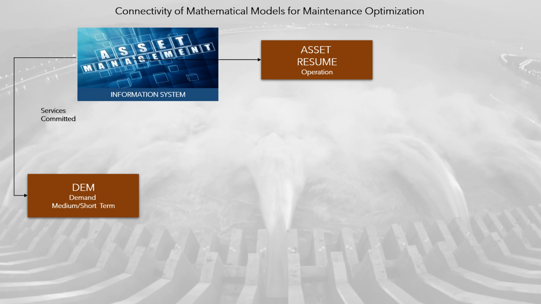The AMS, along with the ERP, can provide information that will be used as input information for the decision support system. The first linked model is DEM, Demand for Maintenance Services, Historical Information, and Committed Services. For example, comprehensive maintenance contracts signed with third parties. They are also expected to provide the information on the useful life of the assets, asset resume. Historical information of the events that occurred to the assets.